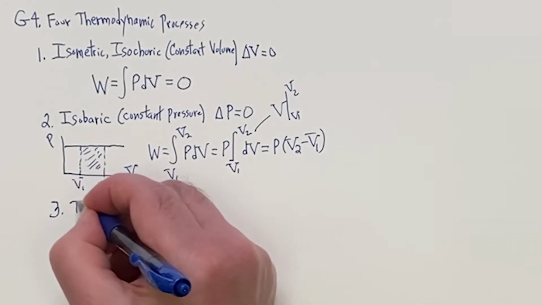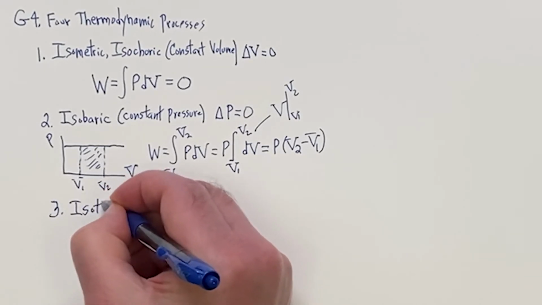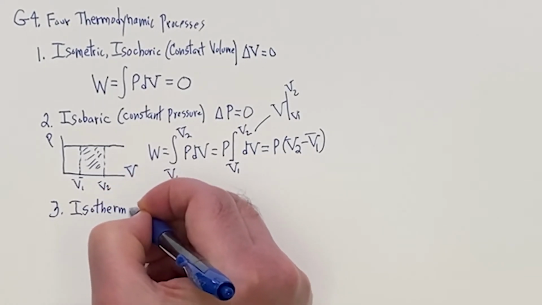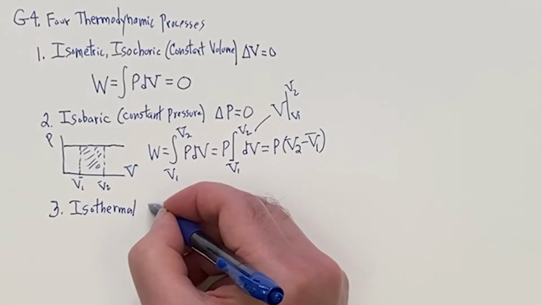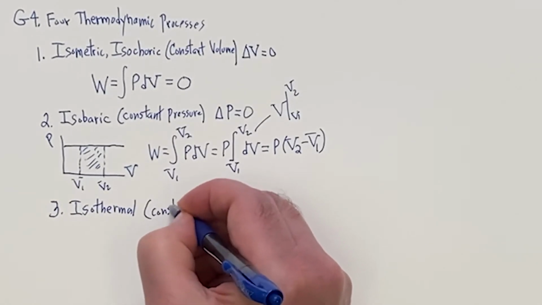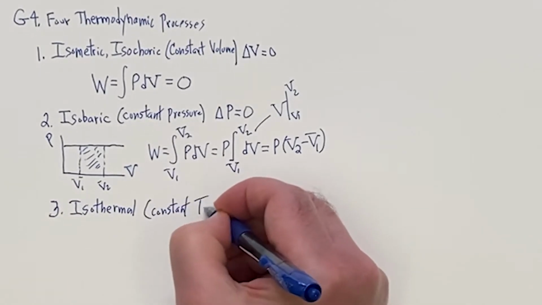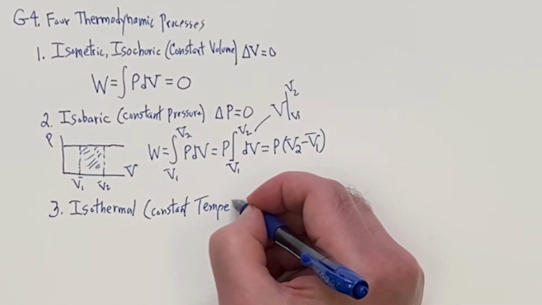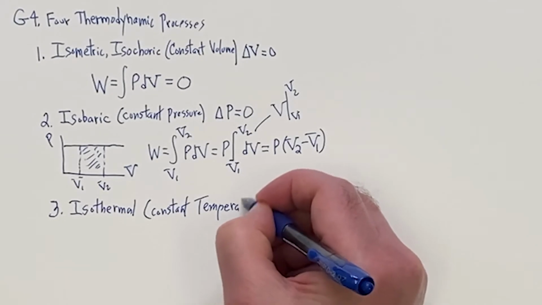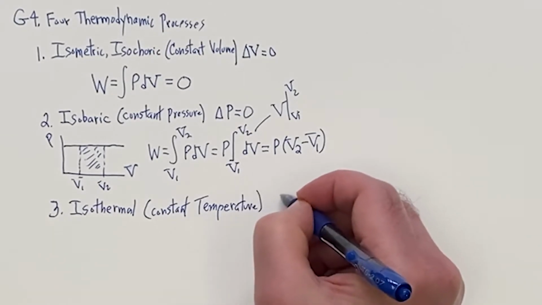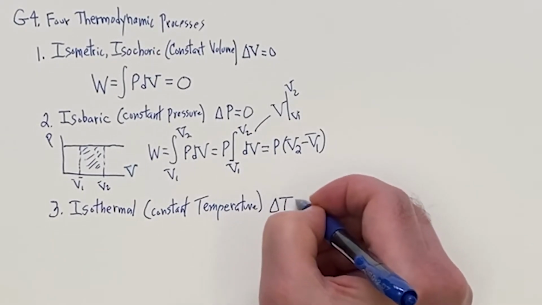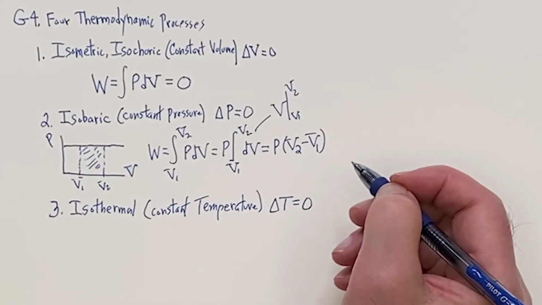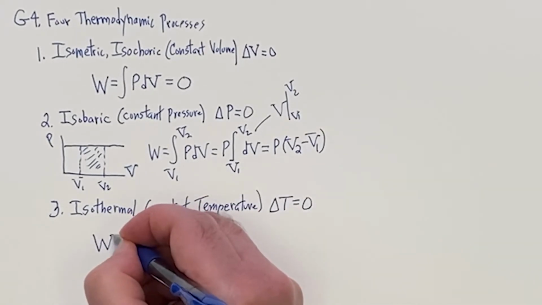3, isothermal. Here, you want constant temperature, an isotherm. A line or a curve where the temperature is the same. So delta T is equal to 0. And let's look at the work again.